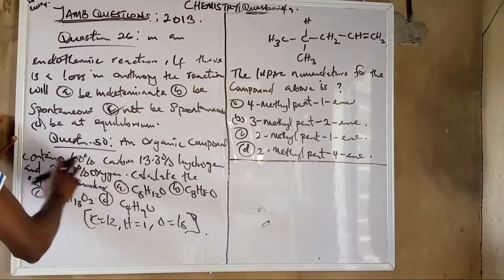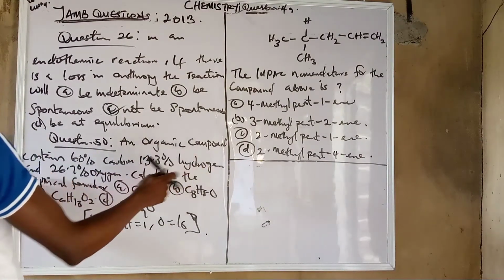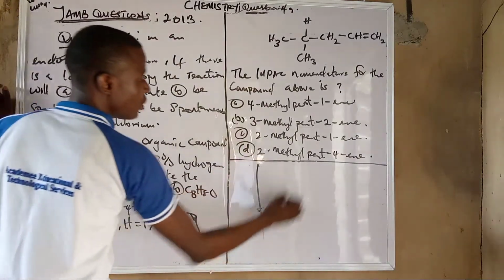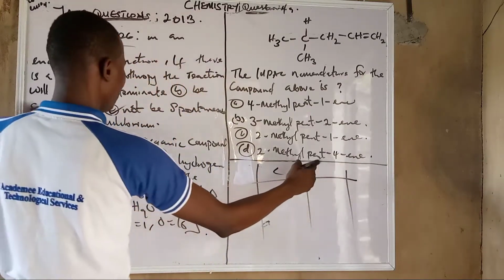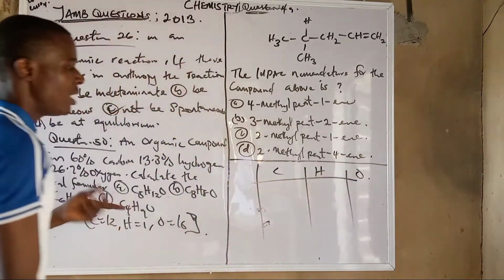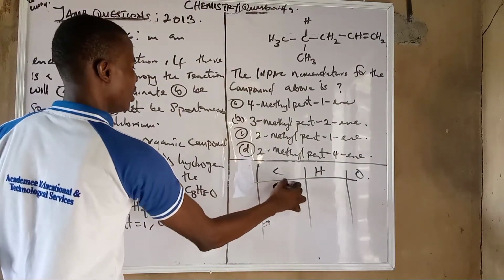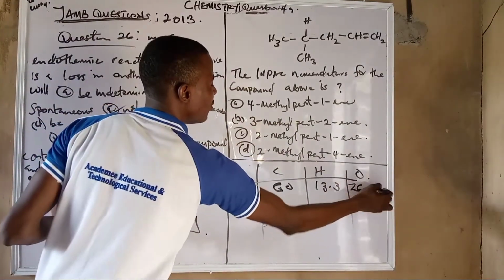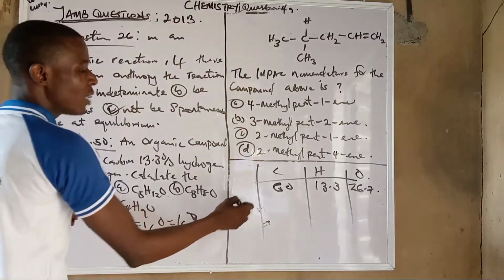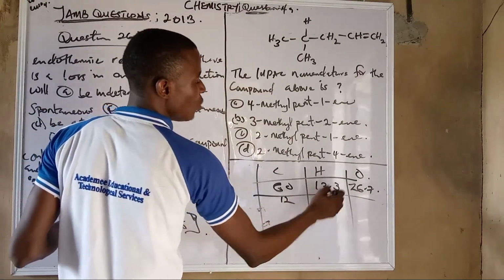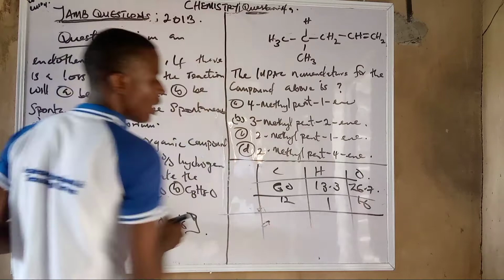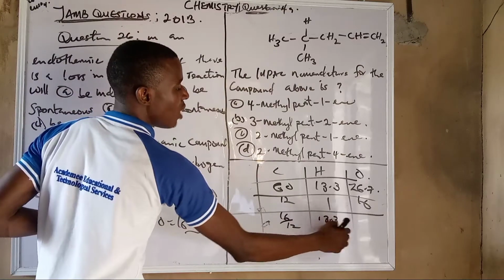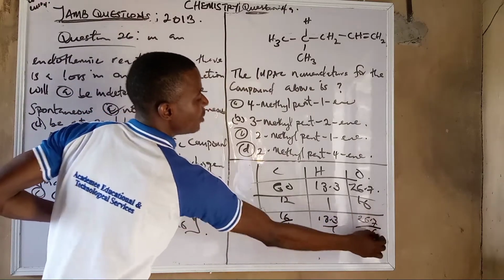An organic compound contains 60% of carbon, 13.3% of hydrogen, and 26.7% of oxygen. Calculate the empirical formula. So you have to tabulate: we have carbon, hydrogen, and oxygen. The percent of carbon is 60, hydrogen is 13.3, and oxygen is 26.7. The relative atomic mass of carbon is 12, while hydrogen is 1, oxygen is 16. What you have to do is calculate the mole ratio. How do we get the mole ratio here? 60 over 12, 13.3 over 1, and 26.7 over 16.